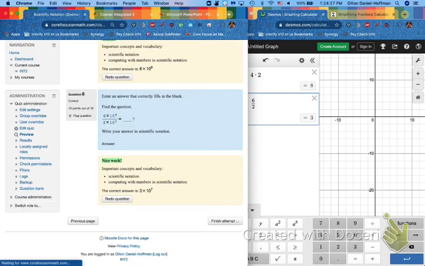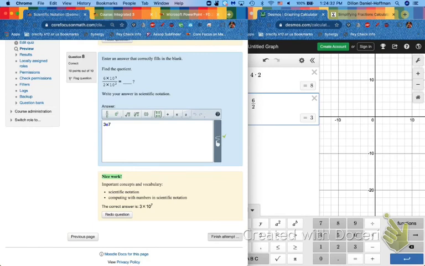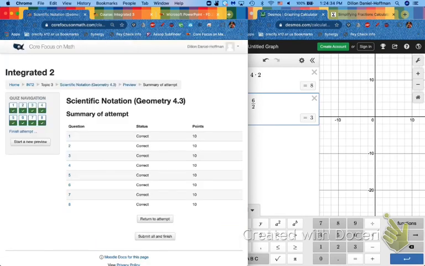All right. If you have done this correctly, you should see 100%. 8 out of 8. Let's submit it all so you can see this 100.